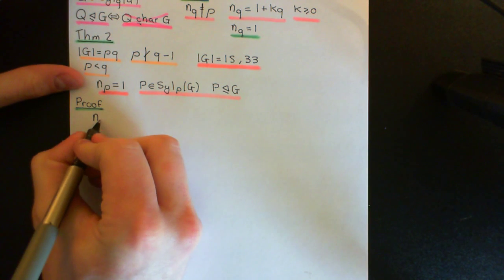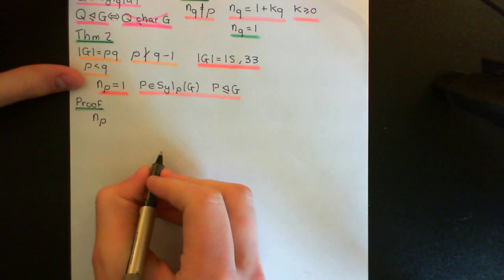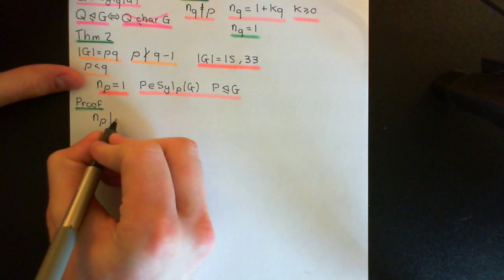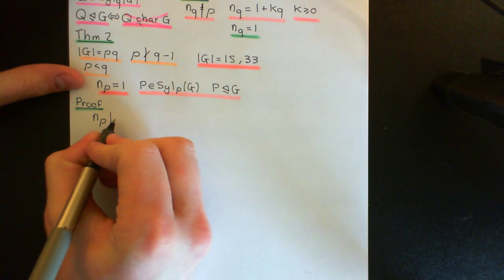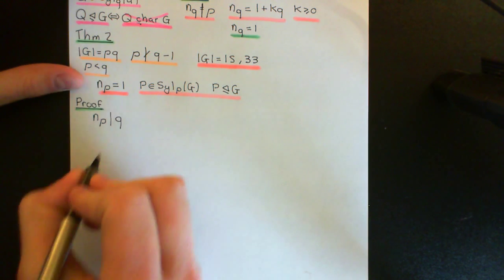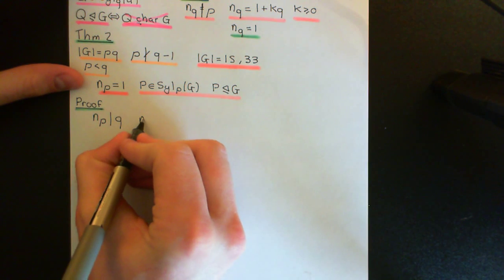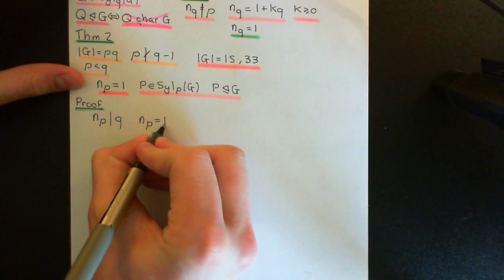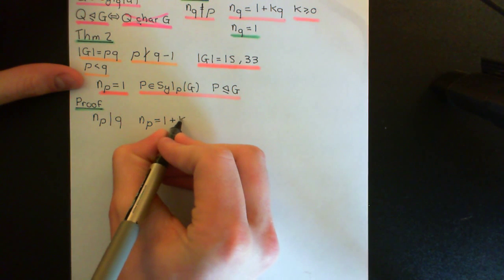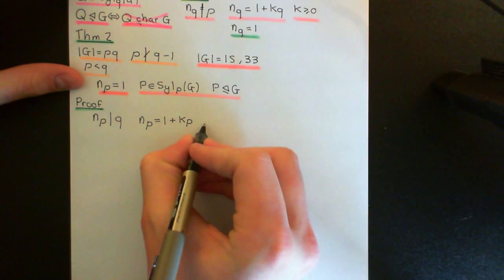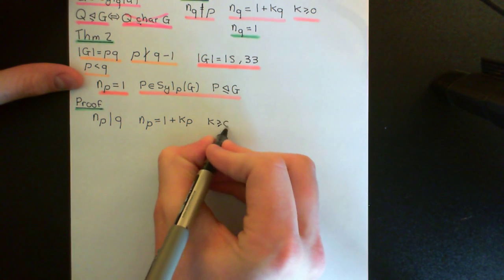Well, it tells us that the number of Sylow P subgroups must divide the remaining portion of the order once you've got rid of the highest power that P appears to. Okay, that's going to be Q. So N_P must divide Q. It must also be congruent to 1 modulo P, so it must be of the form 1 plus K times P here, where K is greater than or equal to 0.